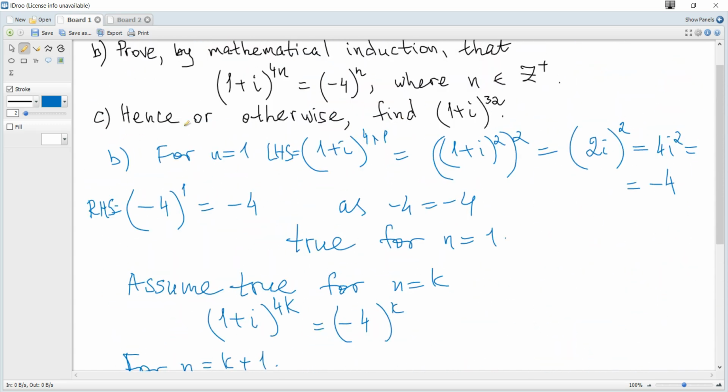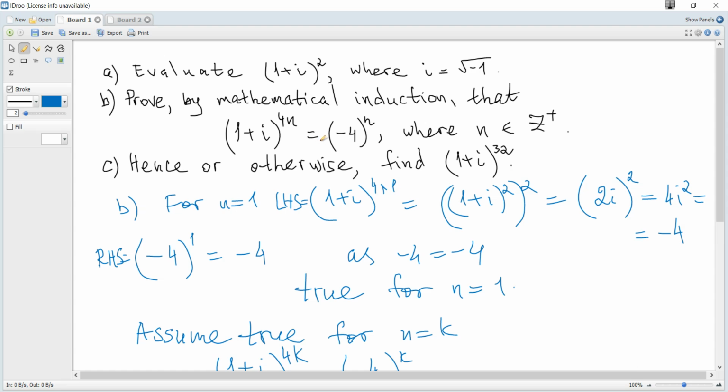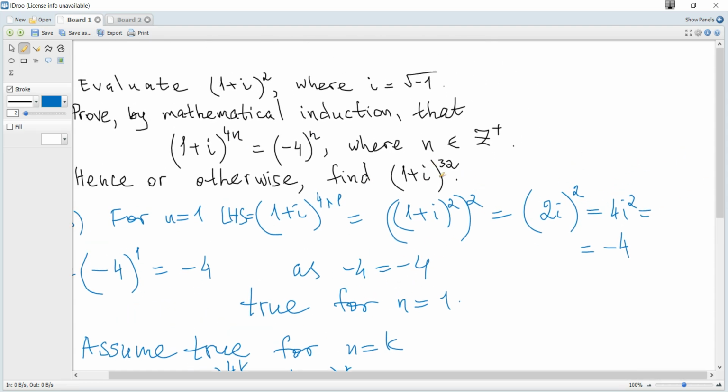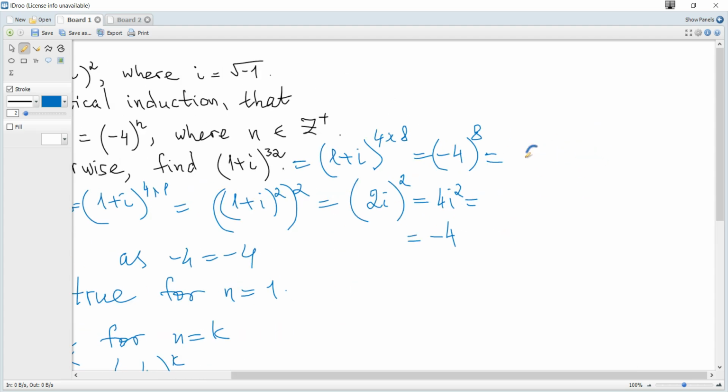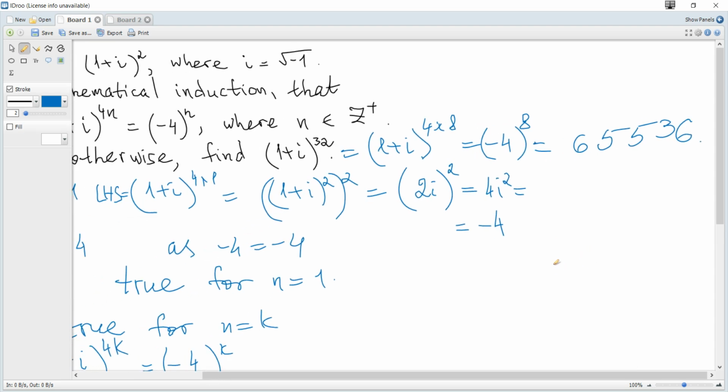And the last question: hence, or otherwise, find (1 + i)^32. Using the previous result, we can see that 32 is 4 times 8, so it becomes (-4)^8. So we can write that (1 + i)^32 is (1 + i)^(4×8), and it's (-4)^8. And just using a calculator, it becomes the next value. And that's all for this question.